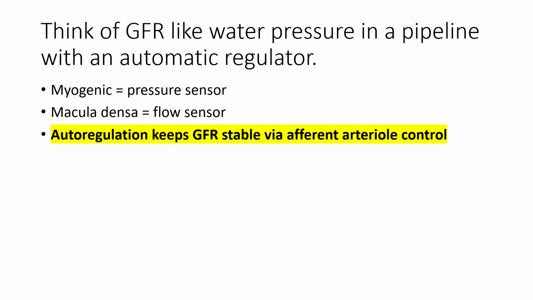Think of GFR like the water pressure in a pipeline, which has automatic regulators that sense changes and maintain it within a constant range. The myogenic reflex is a pressure sensor, and the macula densa is a flow sensor, and together this keeps GFR stable.